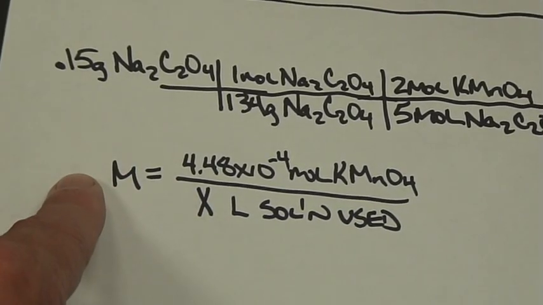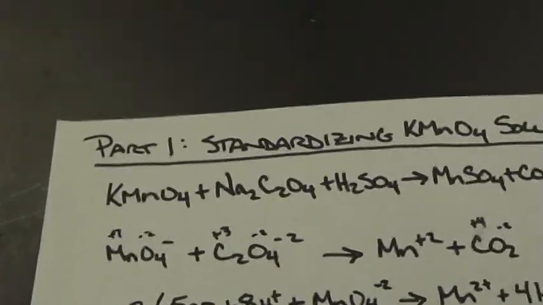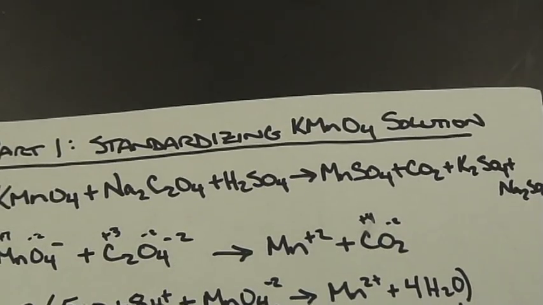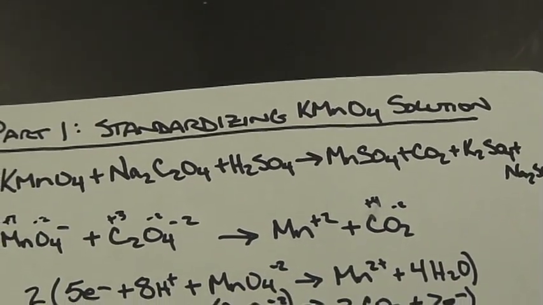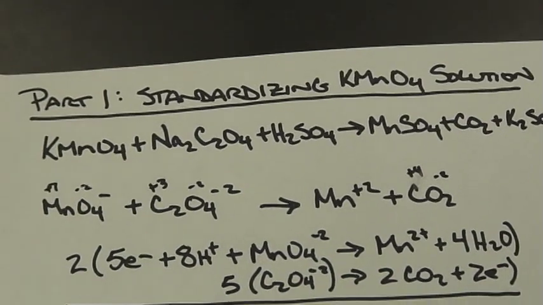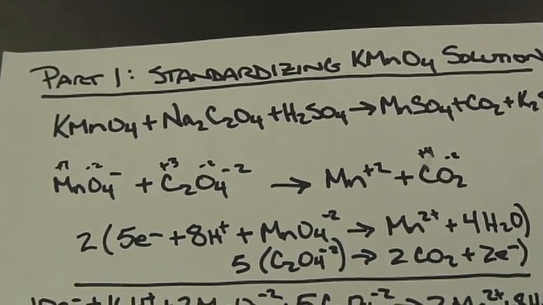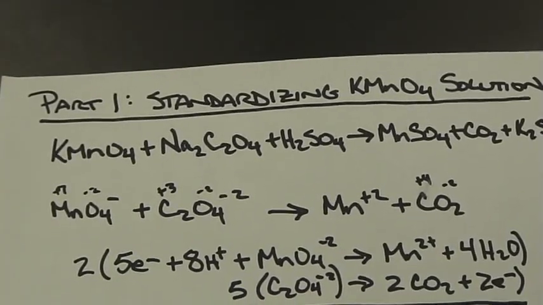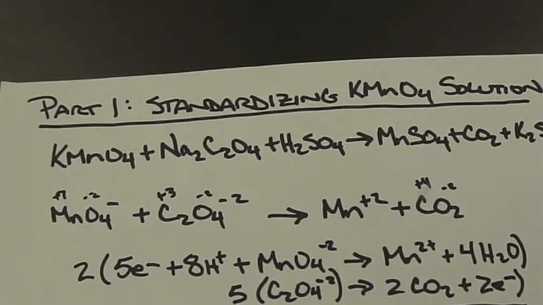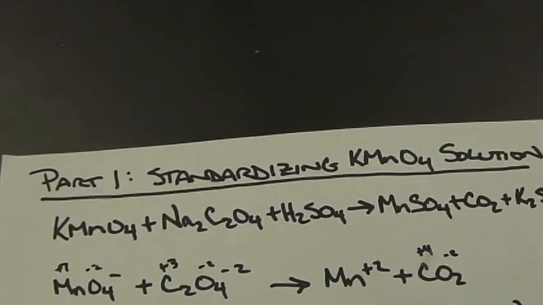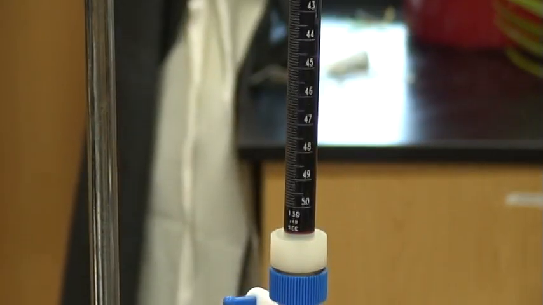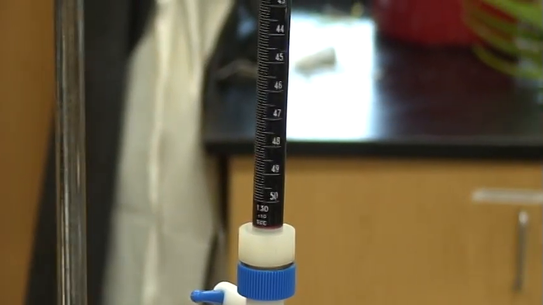Now that we'll know this, okay, because remember what we're trying to do is to standardize that solution. Now that I know what that is, now I can go through and do another reaction with my iron compound to determine what percent of iron was present. That's part one of standardizing your potassium permanganate solution. We're doing it through an acidic titration using a burette. Good luck, you guys.